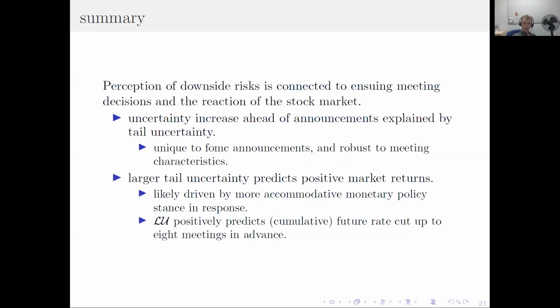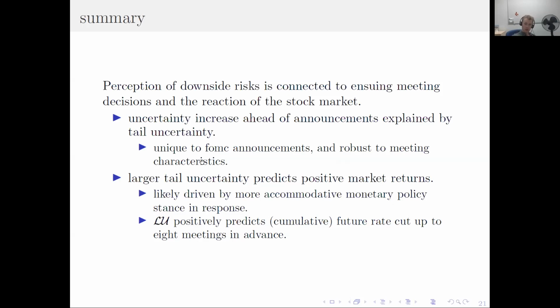Now, to summarize, we've shown that there seems to be a connection between the perception of downside risks and ensuing meeting decisions and the reaction of the stock market. We find that uncertainty increases ahead of announcements, and there is a strong resolution of uncertainty as the announcement is made. And that both of these parts of the behavior are explained by tail uncertainty.